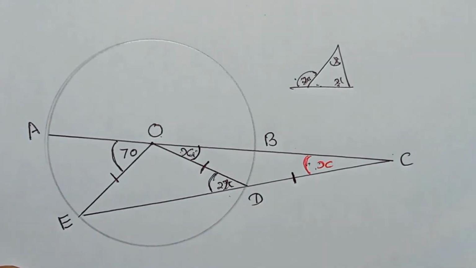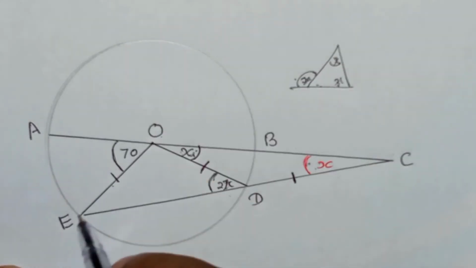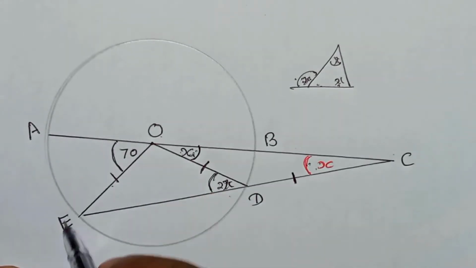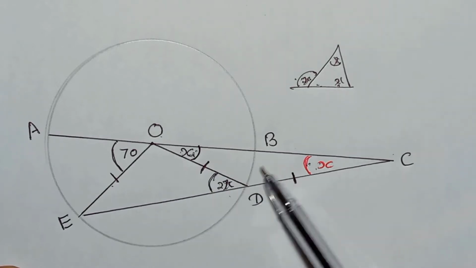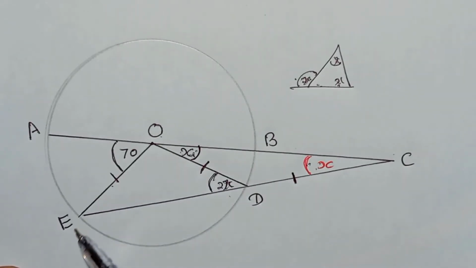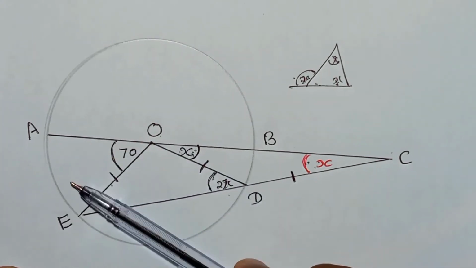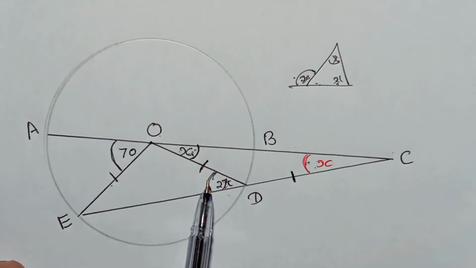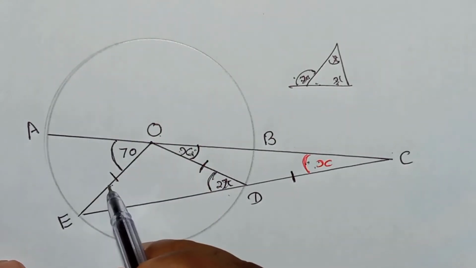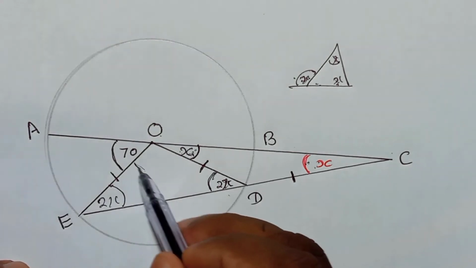This is 2x. And again, these two are equal, no? I mean OD and OE. This is isosceles triangle OED. The angle opposite this side is this, and the angle opposite this side is this. That means these two are equal. So if this is 2x, this also must be 2x. This also must be 2x. Okay, now we can find this angle.